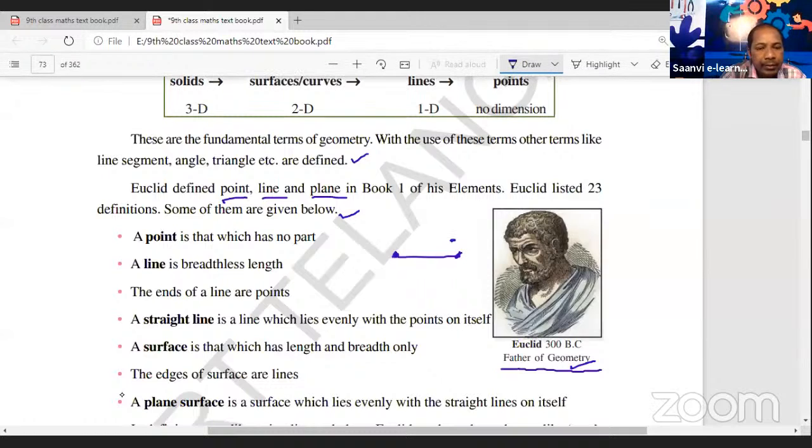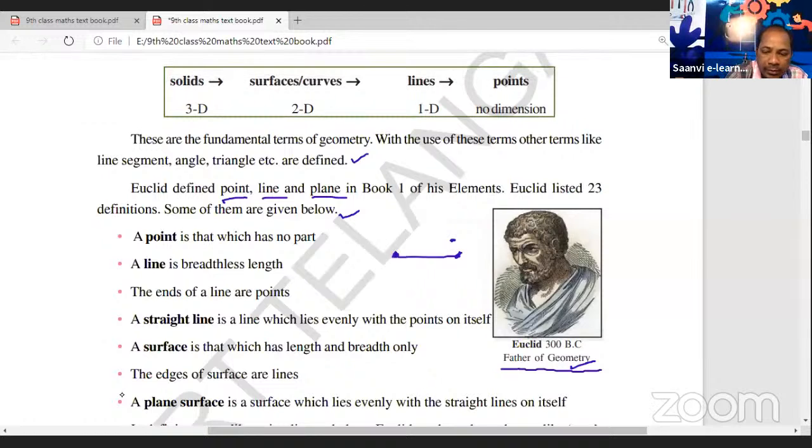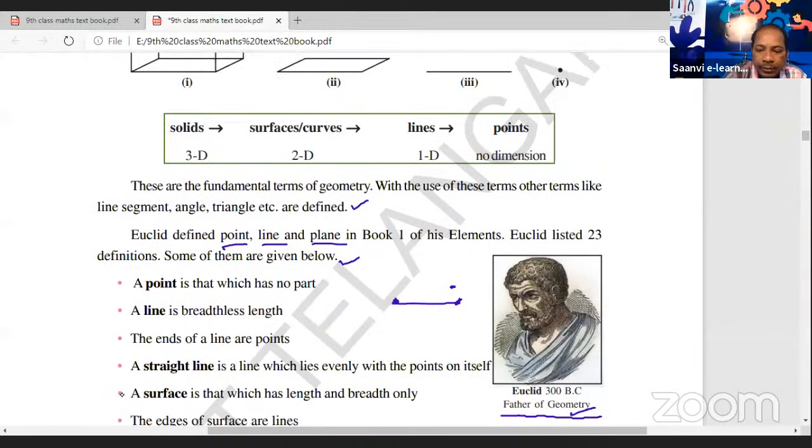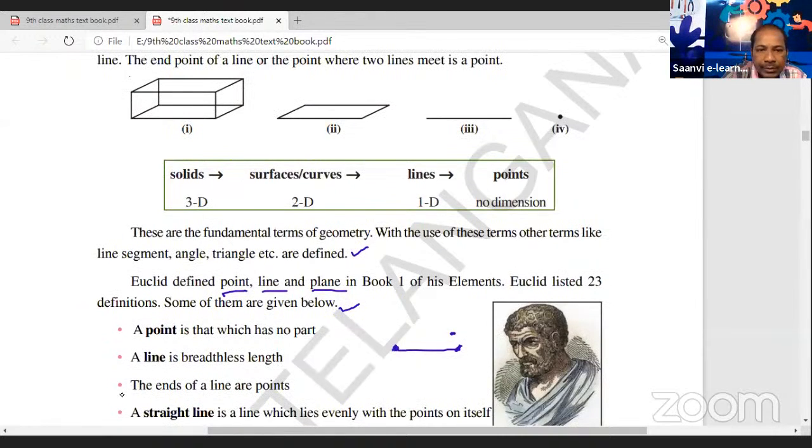And a straight line is a line which lies evenly with the points on itself. And a surface is that which has length and breadth only. A surface has length and breadth only. See here the given surface. It is a solid figure. This is a surface, length and breadth, a rectangle.